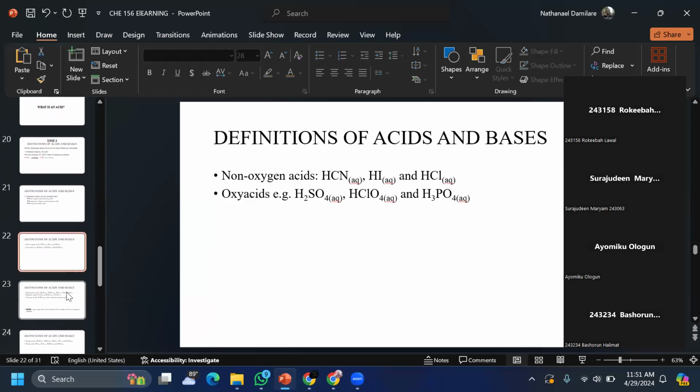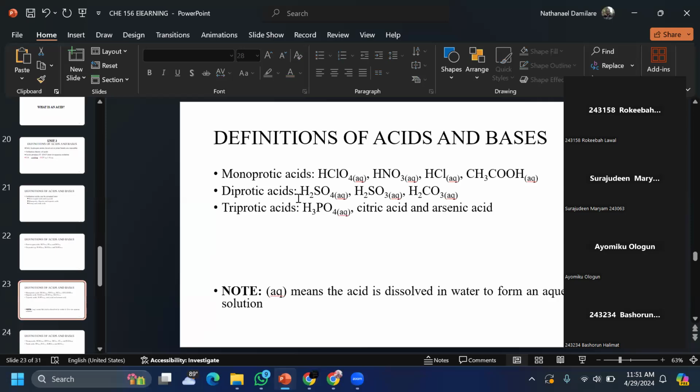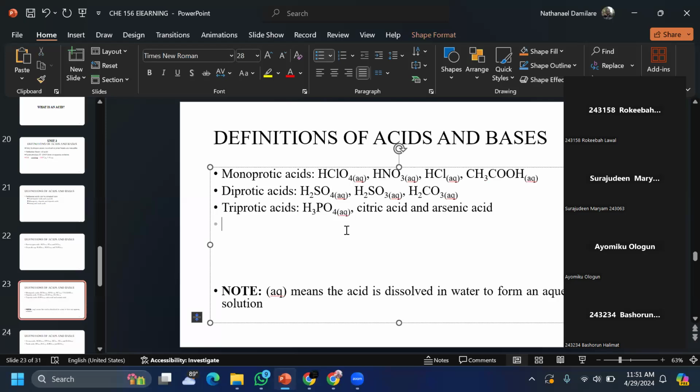The other group depends on whether they have one replaceable hydrogen ion, that is monoprotic acid, or two replaceable hydrogen ions, those ones are diprotic acid, or maybe they have three or more. If they have three, like this phosphoric acid, then we call them triprotic acid. We can also have acids that have more than three. We call those ones polyprotic acids because they have more replaceable hydrogen ions in them.